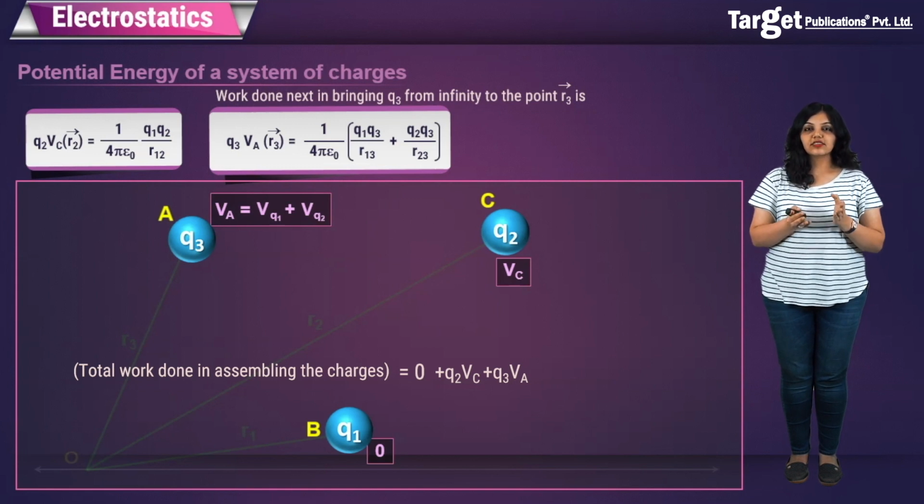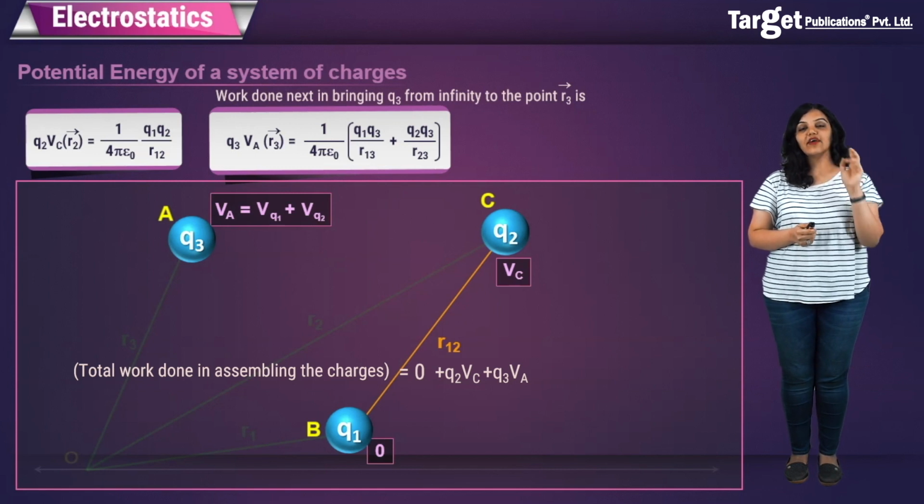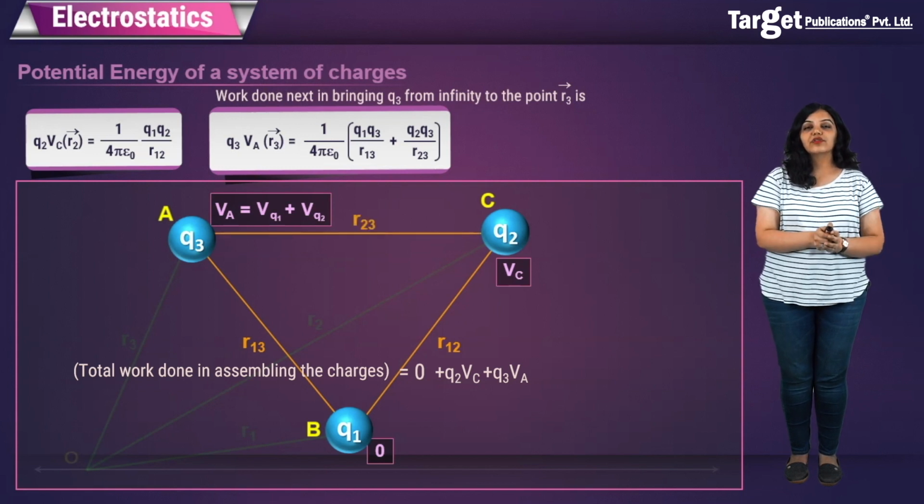So the first term, that is Q2 Vc, is nothing but 1 upon 4 pi epsilon naught Q1 Q2 upon R12, where R12 is the distance between Q1 and Q2, and the second term is Q3 Va. In this you have two terms each. The first one has R13, which is the distance between the first and the third charge, and the second part of this term has R23, which is the distance between Q3 and Q2.